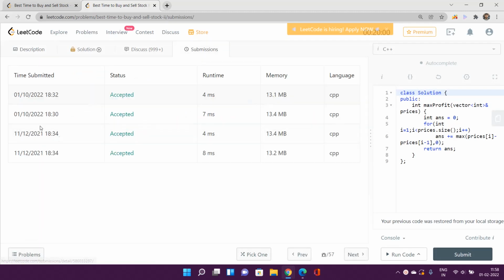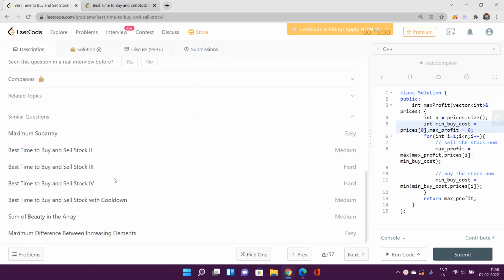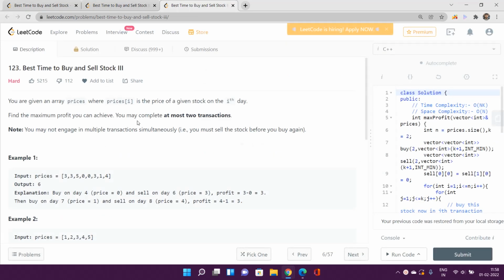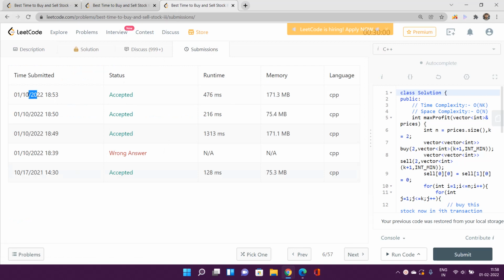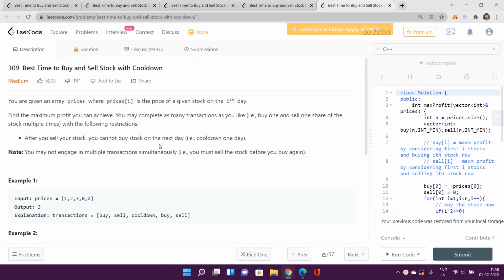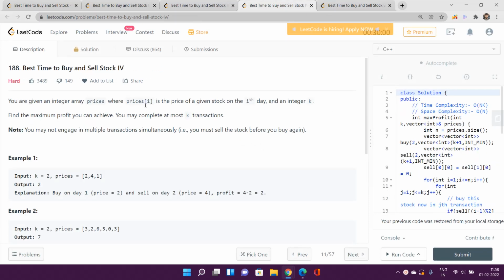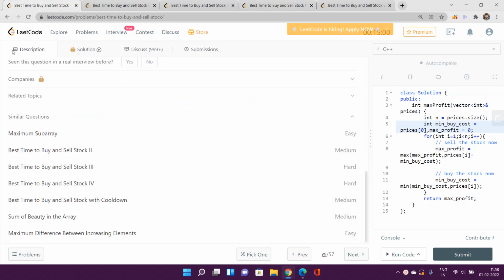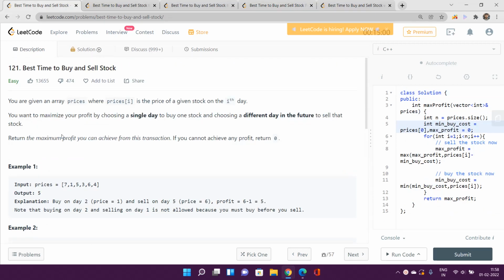You can see that I have already solved it, the date is the 10th of January. Let's move on to the third one, Best Time to Buy and Sell Stock, the third part. I've also solved it on the 10th of January. The fourth one is similarly with the cooldown, Best Time to Buy and Sell Stock with Cooldown. You are going to solve this one also, and you need to solve all the problems, because if you are able to solve the very first problem, which is the easy version of this problem, then you must practice the variations of it.